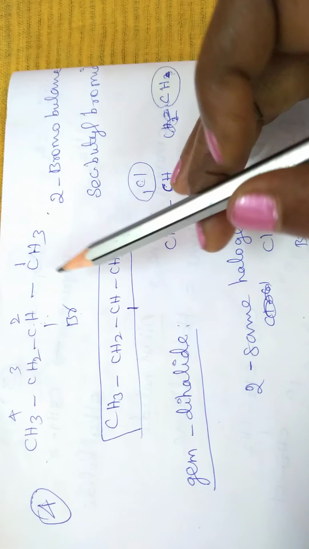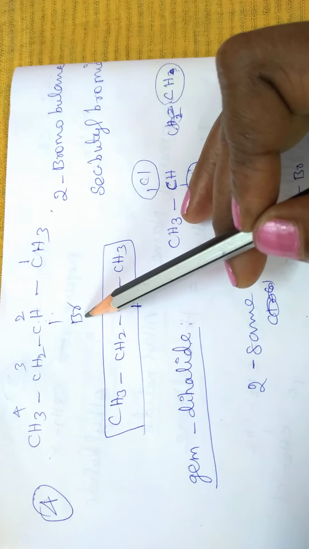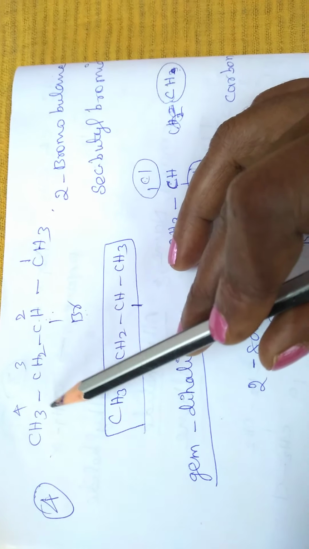Let me see this one. Bromine is present in the second carbon. 1, 2, 3, 4.